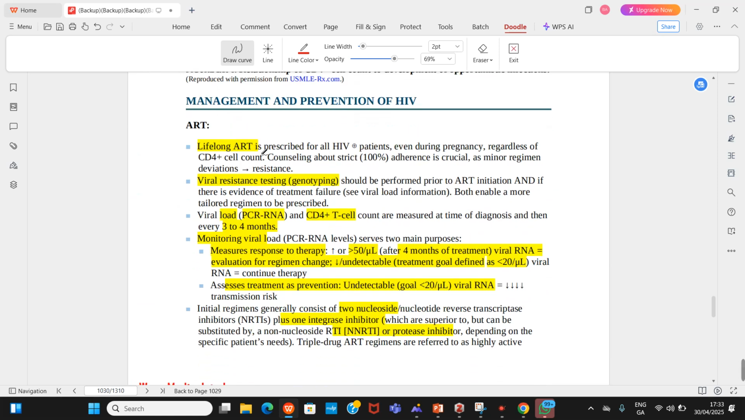Everybody should be on lifelong HAART. They take it for life. Even during pregnancy, they are still taking it. So we have to encourage 100% adherence, because we don't want resistance to happen. We also have to do resistance testing to see which drug it is going to work with. Is it going to work with this drug, or is this person resistant to this drug, or the HIV will not be able to respond to that drug, and so on.